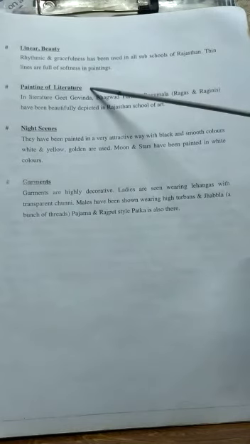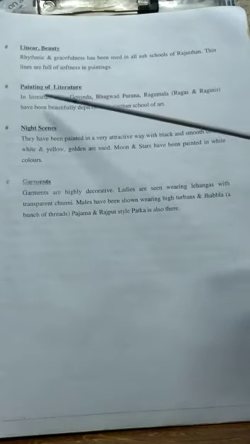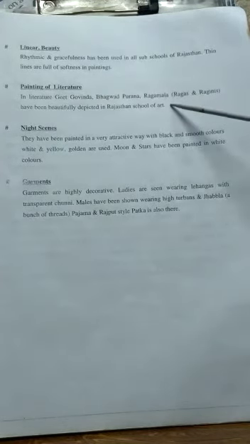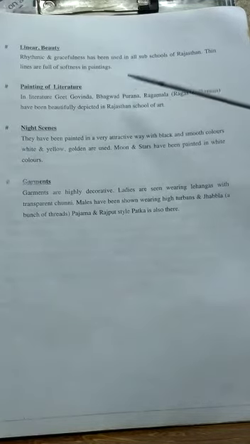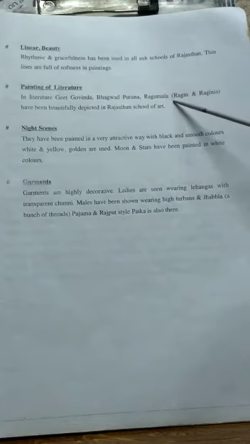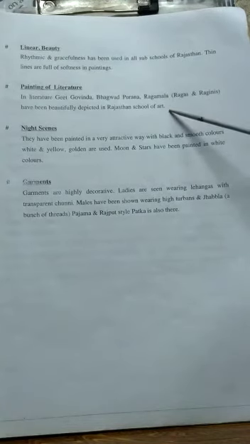The next point is paintings of literature. Mostly the paintings were derived, you can say inspired, and attached with texts. So literature was the base of any type of Rajasthani painting. Geet Govind, Bhagavad Purana, Ragmala, Rag and Ragini have been beautifully depicted in Rajasthani schools of art.